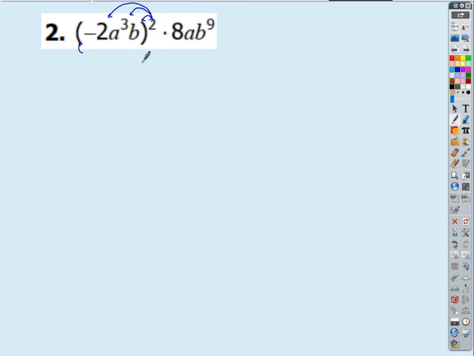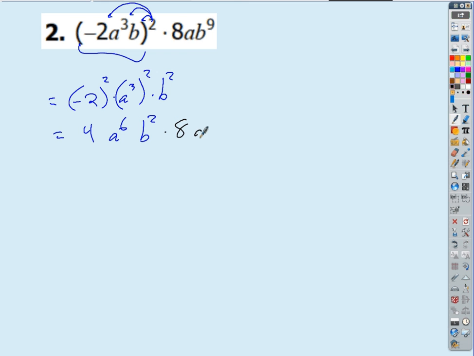So this part right here is going to become negative 2 squared times a cubed squared times b squared, right? What's negative 2 squared? 4. A cubed squared is a to the 6, and then I get a b squared, right? Okay, times 8ab to the 9th. Still, right? We've still got this piece over there.